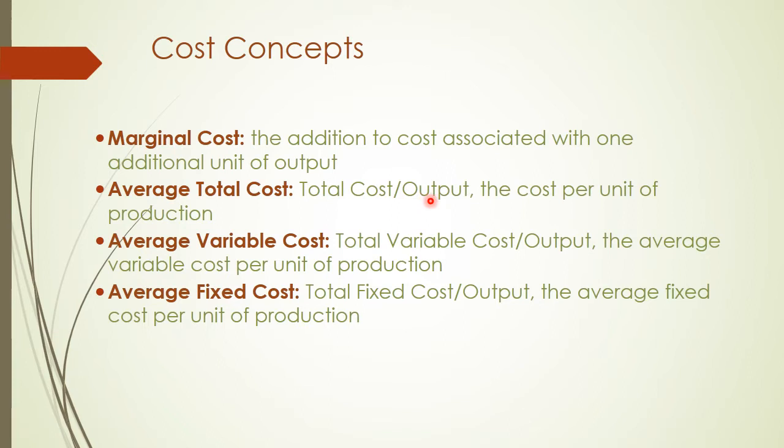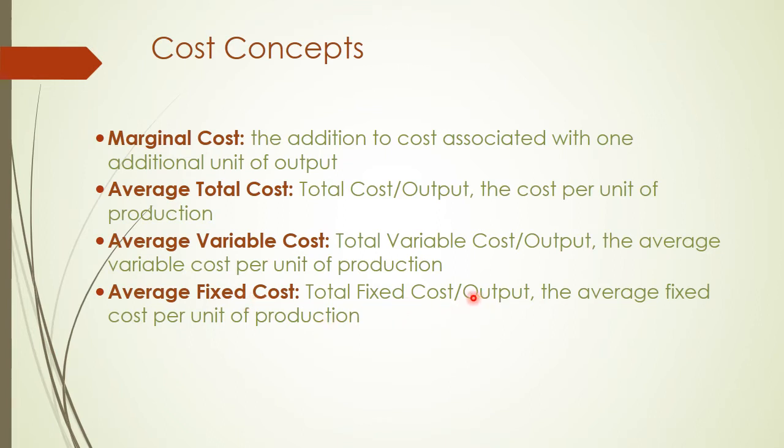Average total cost, that is the total cost divided by total output, or you can say total production, the cost per unit of production. Average variable cost, that is total variable cost divided by output, that is total production, the average variable cost per unit of production. And then comes the average fixed cost. So average fixed cost is total fixed cost divided by total production units. So the average fixed cost per unit of production.